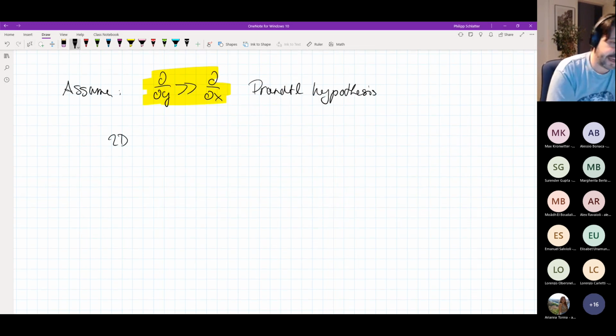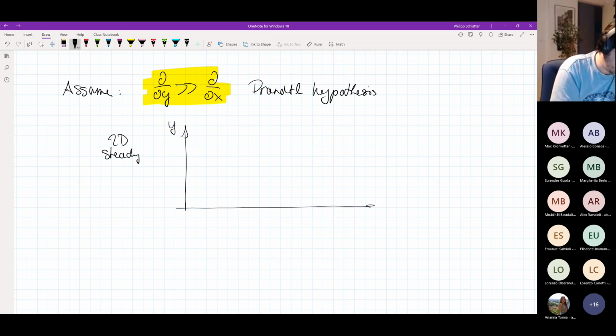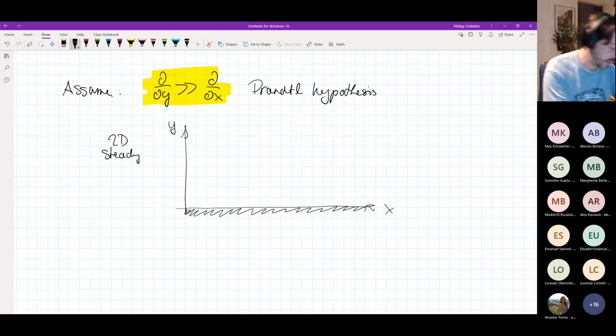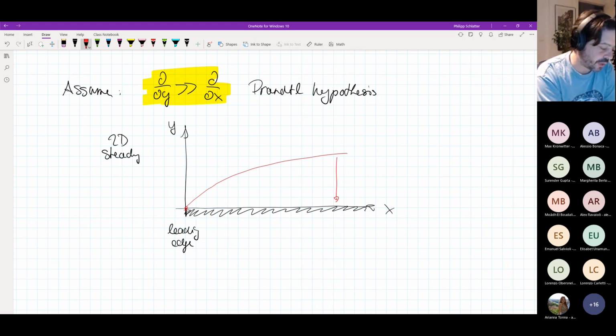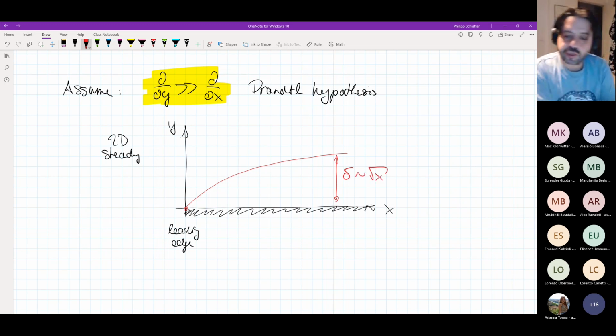If you now draw a two-dimensional and steady boundary layer profile, in the simplest case, as a function of Y and X, and you assume that this is a flat plate, a solid surface which has a leading edge here at 0, then we have a boundary layer that starts here at 0 and grows as this square root that we have just found. So this delta, the boundary layer thickness, would be proportional to the square root of the coordinate x.